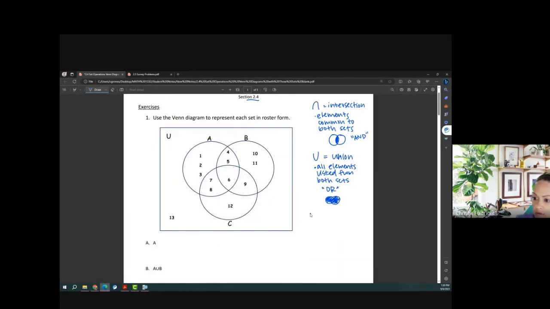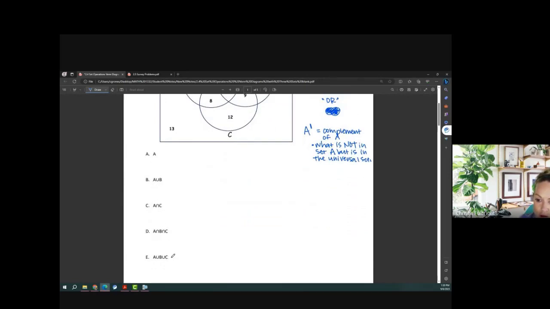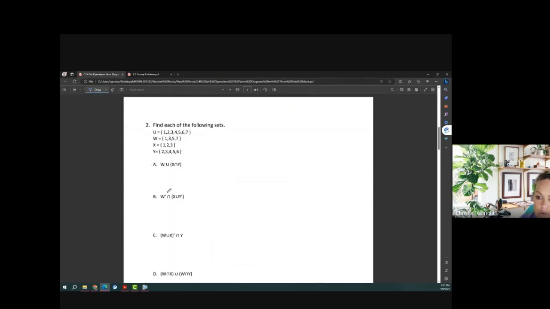And then anytime we have that tick mark or the apostrophe, so A with an apostrophe is going to be the complement of A, which is what is not in set A but is in the universal set. Okay, so this is just a review of the things that we talked about from lesson 3. We are going to continue to build on those. We're going to start getting into 3 sets and multiple different operations in one problem.